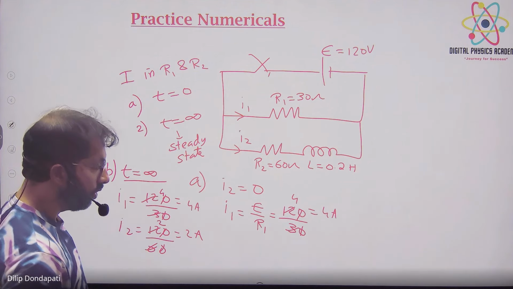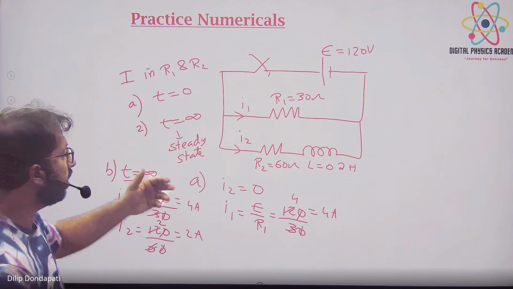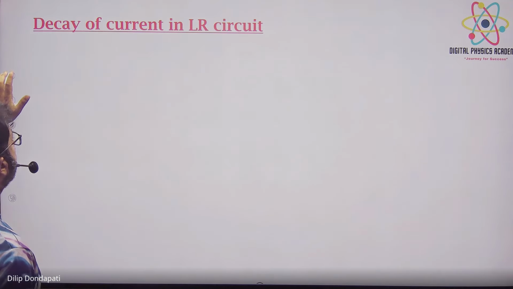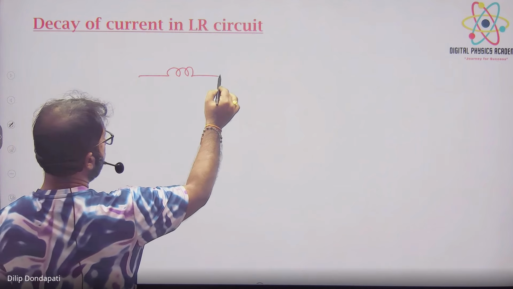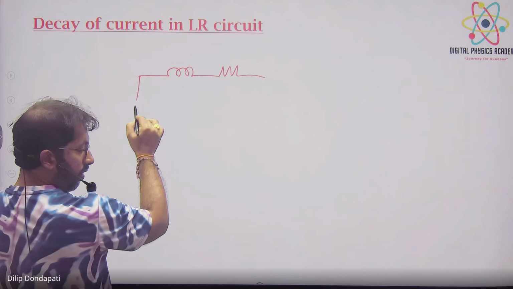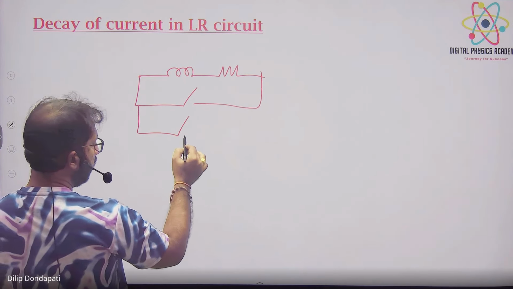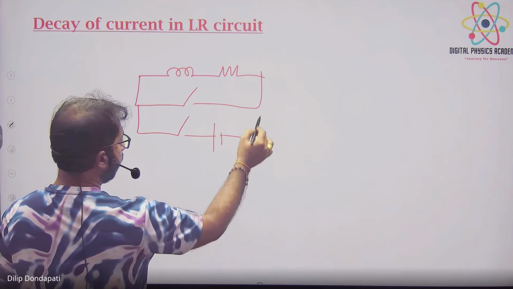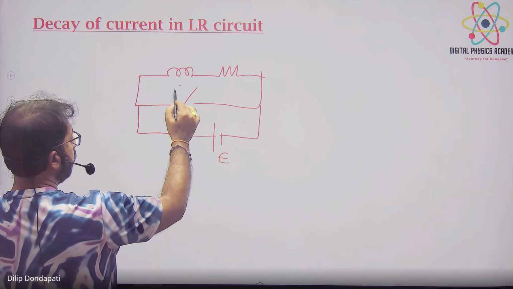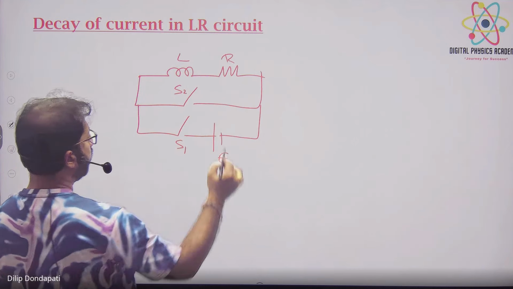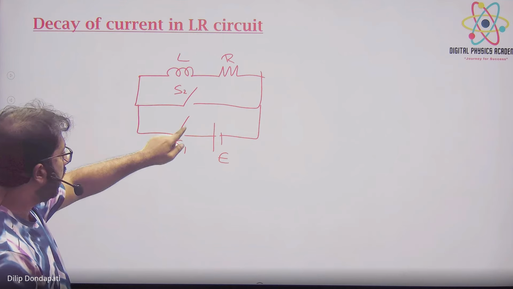Okay, let's go. Now growth of current we have done, right? Same with decay of current also. Formula almost the same but a little bit, the one will not be there. That's it. Decay of current. So suppose this is an inductor, this is a resistor, there is a switch and one more switch and a battery E. S1, S2, inductor, resistor. Now initially suppose S2 is open, S1 is closed.